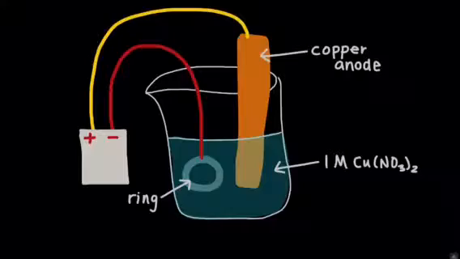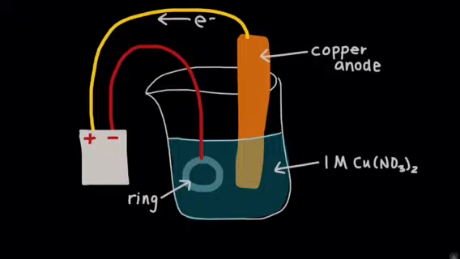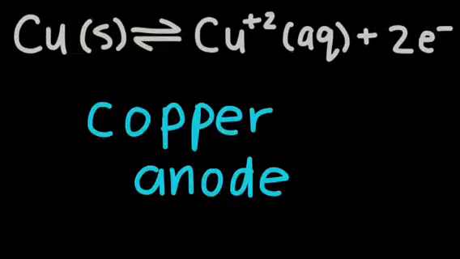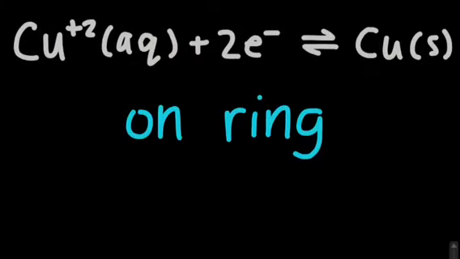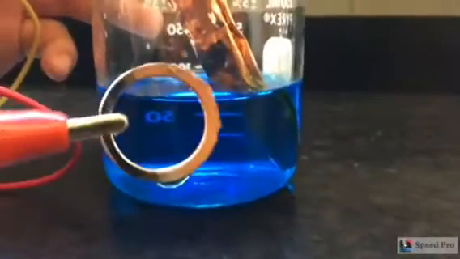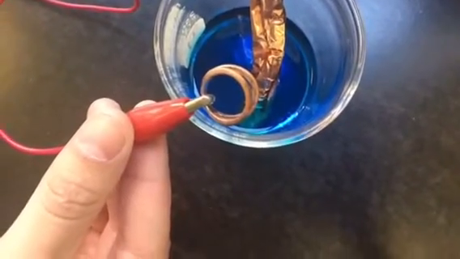The battery caused the electrons to flow from the copper foil into the positive end of the battery and out of the negative end of the battery back into the ring, driving the two half reactions. The copper anode was undergoing the oxidation reaction. Copper solid yields copper 2 ions plus 2 electrons. The ions in the solution were undergoing the reduction reaction. Copper 2 ions plus 2 electrons yields copper solid on the surface of the ring where the electrons were, causing the solid copper to form on the outside of the ring, plating the ring with solid copper.